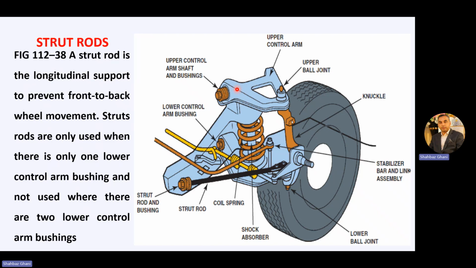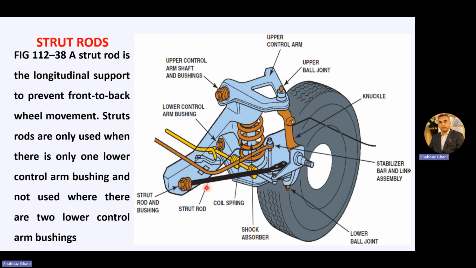Now let's see this figure. This is your upper control arm, the upper control arm shaft with bushing. Then we have the upper ball joint. And then we have the steering knuckle along with this spindle, the wheel, then the lower control arm, and the coil spring is mounted on the lower control arm. So the lower ball joints are the load carrying ball joints. And then we have this rod, the strut rod. It is attached to the lower control arm on one side and, with the strut rod bushing, to the frame of the body on the other side.